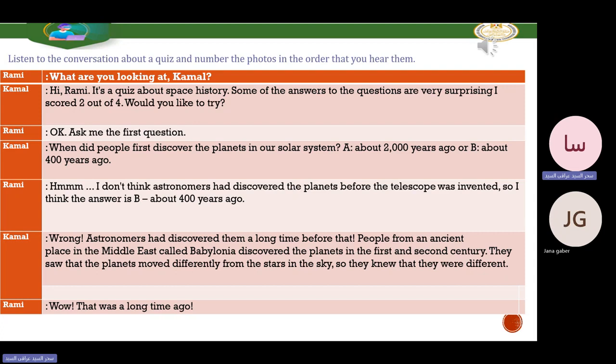Oh, I know people believed that the Earth was flat for a long time, so I'll choose answer B, in the 15th century. Wrong answer. People had discovered the Earth was round a long time before the 15th century. Greek scientists in the 6th century saw that the sky looked different from different places. This made them think that the planet was round. Oh dear, I'm not doing very well.